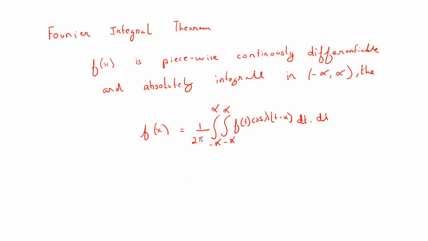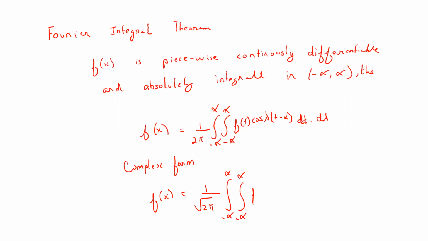If you were to write the complex form of the Fourier integral, the complex form would be f of x equal to 1 by square root of 2 pi, again two integrals. So we have these two integrals, and we'll use this to solve some problems.